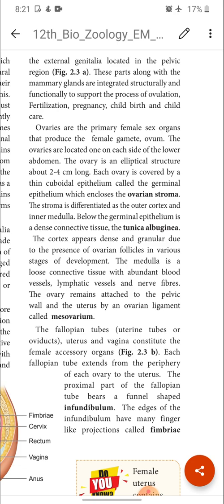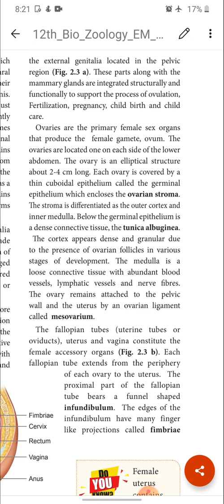In the ovarian follicle only the ova are present. When the ovarian follicle matures, it releases the egg from the follicle, right? Okay. So the cortex appears dense and granular. Why? Because of the presence of ovarian follicles in various stages of development. Next, medulla. The medulla is a loose connective tissue with abundant blood vessels, lymphatic vessels and nerve fibers.